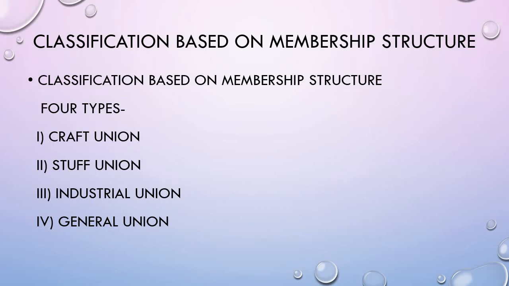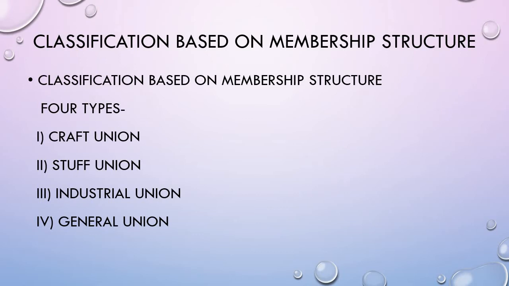Now we move to the classification based on membership structure. On this basis, four types of unions have been recognized. The first one is the craft union. It is an organization of workers employed in a particular craft, trade or occupation. Such an organization links together those workers who have similar skill, craft training and specialization.